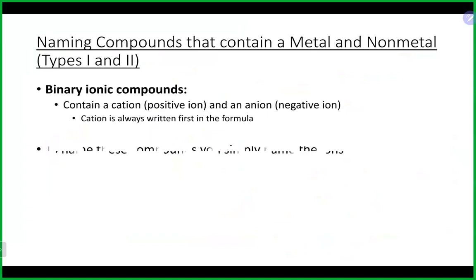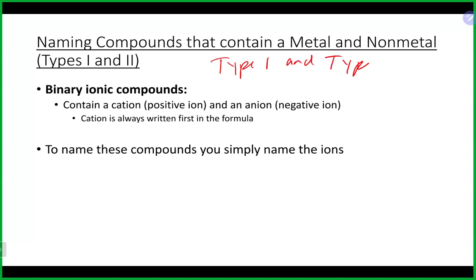So when we talk about ionic compounds, they are sometimes classified into 2 types. There's a type 1 and a type 2, and we're going to talk about what the difference is between these. But these are both ionic compounds, which means they contain, again, our metal and nonmetal.